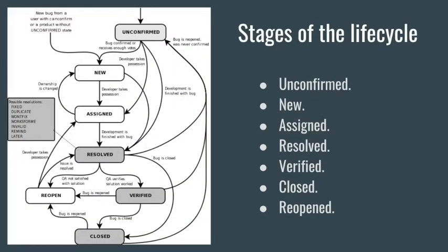Moving on to the actual company-based system of the life cycle of any bug within a company, we're going to be talking about a few of the different steps or stages that are most common within the different software that can be used for bug tracking, which are unconfirmed, new, assigned, resolved, verified, closed, and reopened.